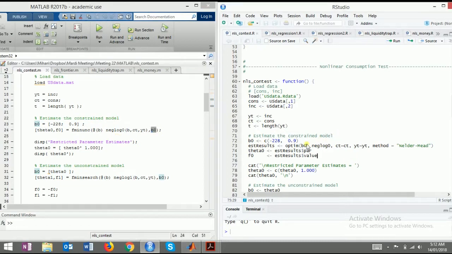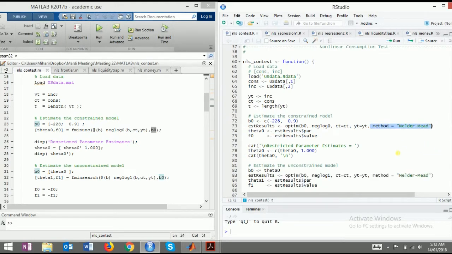And here again, in the first stage we pass in the values to beta naught, then est results. Here we are going to store our values, optim par, the par value, which is the initial value and will be replaced with the final values. Function neg log naught, ct equals ct, yt equals yt, where ct and yt will be stored. The method is Nelder-Mead. Not necessarily do we need to mention a method, but yeah, we are doing the Nelder-Mead method.